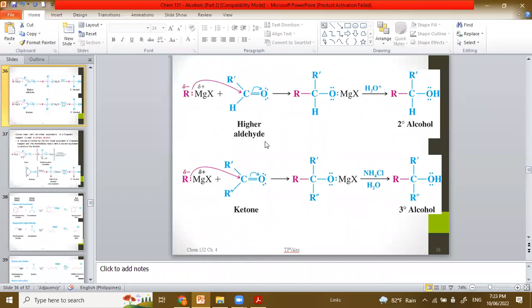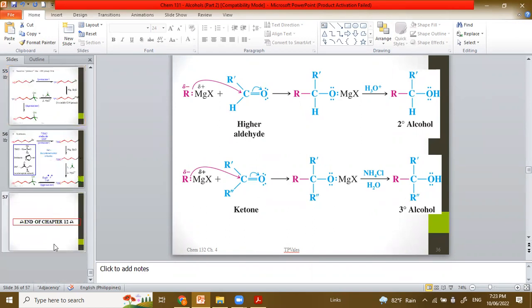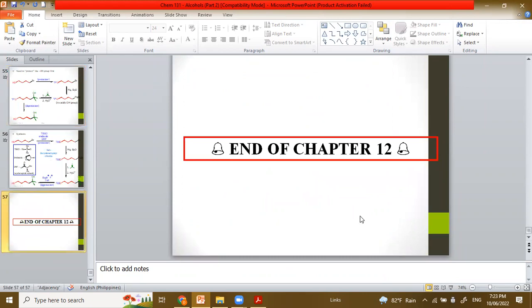Chapter 12 is simply a continuation of chapter 11. We're still talking about alcohols and how to prepare alcohols using organometallic compounds. On Tuesday and Friday, we will have aldehydes and ketones. The reason I would like to cover aldehydes and ketones is that in organic chemistry you need the reactions of aldehydes and ketones. Actually, the reactions are similar, so we will just proceed with aldehydes and ketones.